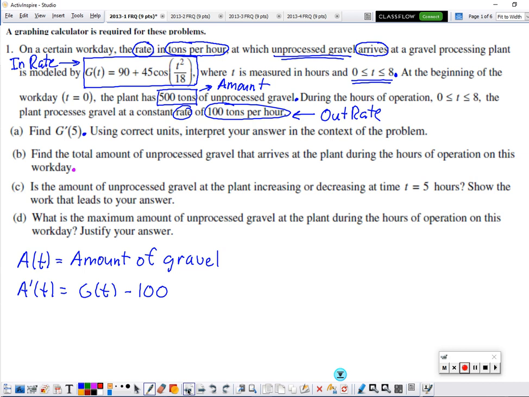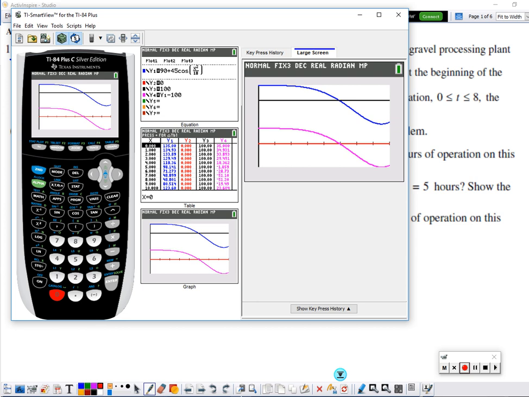There are two ways you can think of it. Since A is the amount of gravel, if A prime is positive, this is going up. If A prime is negative, A is going down. So I could simply graph this on my calculator, which I did. So the pink is A prime. And I could simply write that during this time period, A prime is positive, so A is going up. In this time period, A prime is negative, so A is going down. Do you need me to talk through that again?